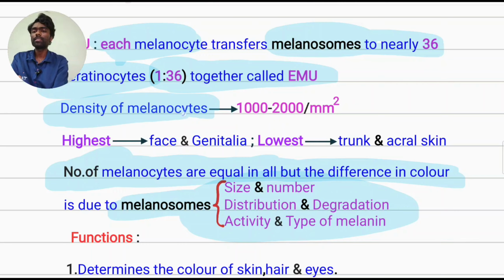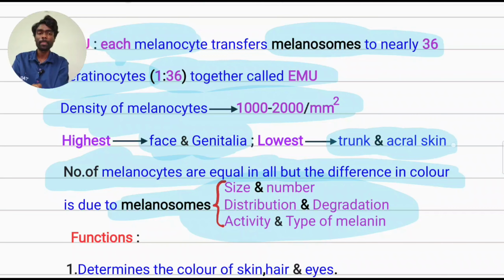What is the density of melanocytes? It is 1000 to 2000 per mm square. Highest in face and genitalia, lowest in trunk and acral skin. Acral skin like palms and soles will have the lowest amount of melanocytes.